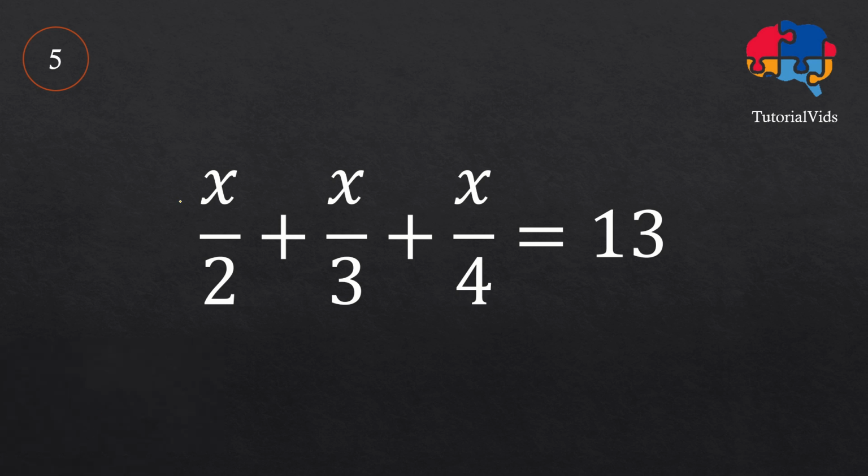Okay, let's solve this for x. The first step is to get rid of the fractions, and for that I need to find the least common denominator of 2, 3, and 4.